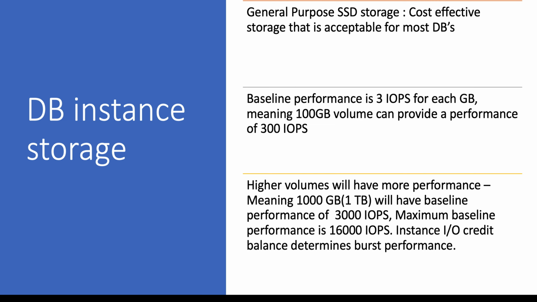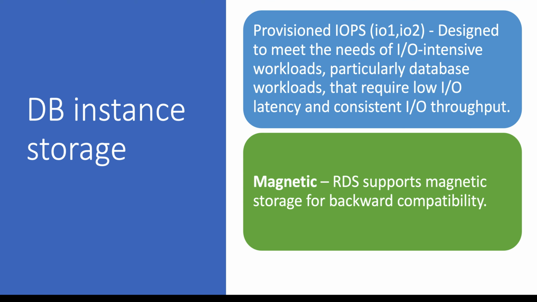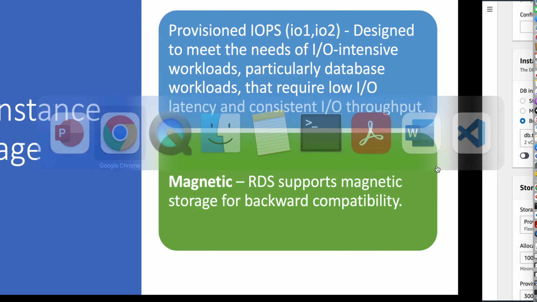So as I said, you have those instance credits that are actually stored in the server when it is idle, so those determine the burst performance. Now next is provisioned IOPS. So let's just look at this as well.